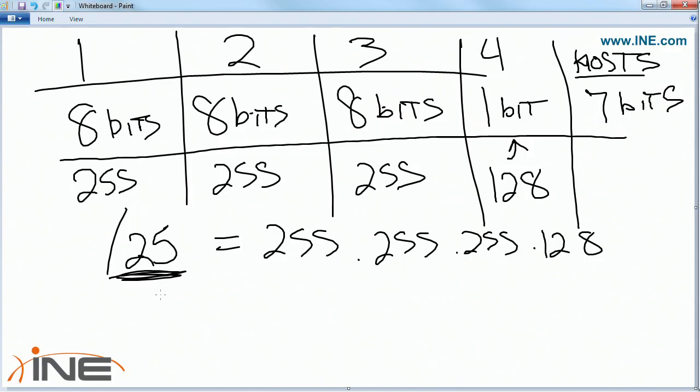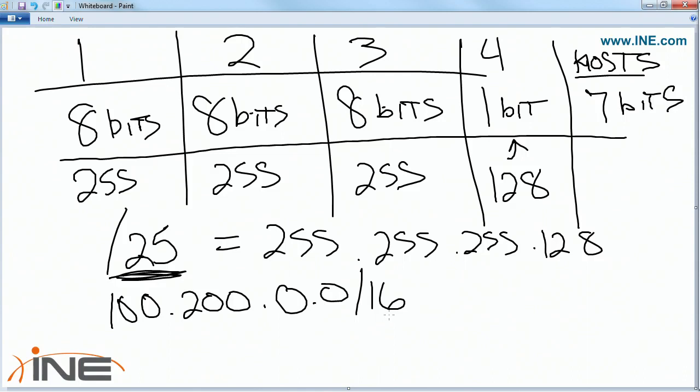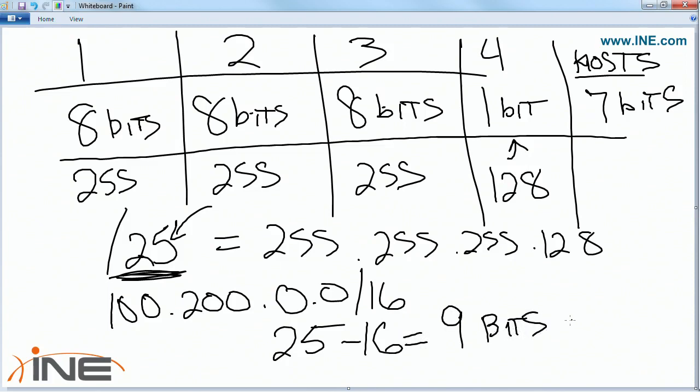If this originally came from a network that was 100.200.0.0, it was originally /16, and I now broke it down into /25 subnets, assuming I'm doing this equally, so I'm breaking it all into /25 subnets, it would mean that I have 25 minus 16, or in other words, I'm borrowing 9 bits for the networks.